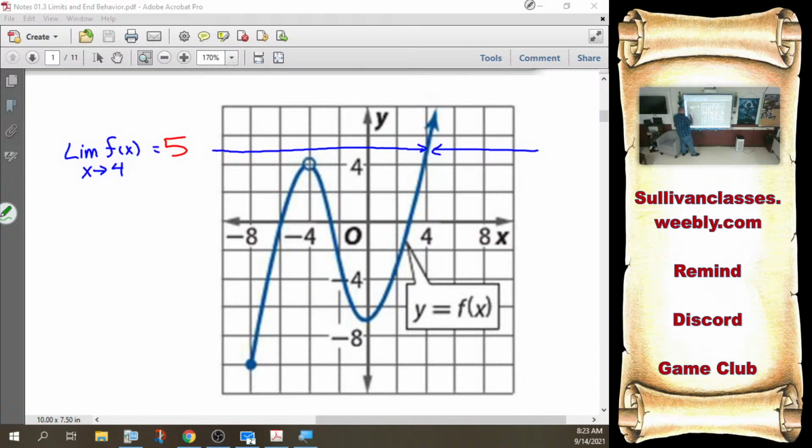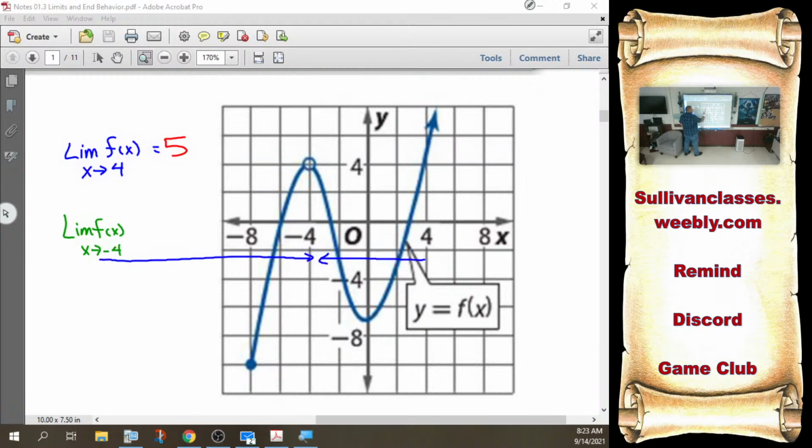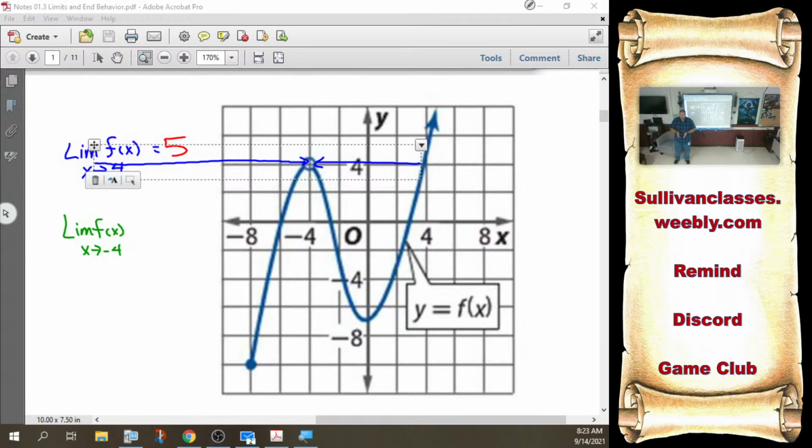Now, what if I flipped that around and said the limit of my function as x approaches -4? This is what's nice about limits. Okay, so you come at -4 from left and right on the x, and you say, what is my graph doing? Now, there's a hole there. The function doesn't exist. It is not defined at -4. But what is it getting really close to? What are the y's getting really close to? 4. So the limit is still 4. Okay.